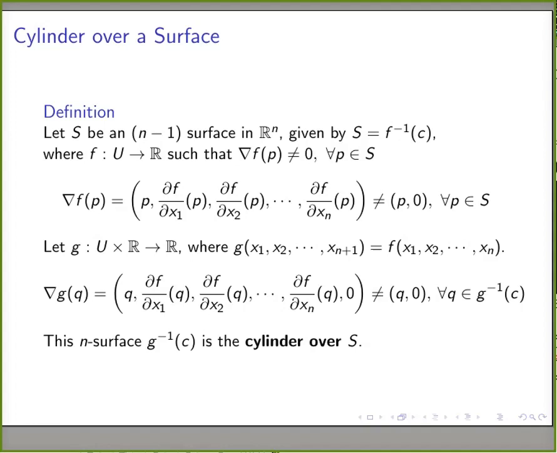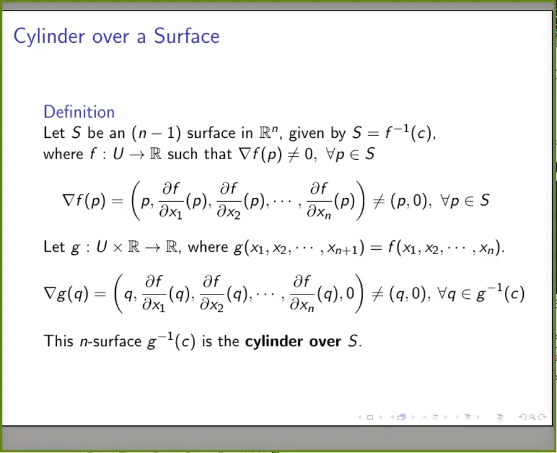So from the definition of surface, we have the existence of a function with the required properties. From this f, we can construct a function g. G from U cross R to R, defined by g of x1, x2, etc., xn plus 1 equal to f of x1, x2, etc., xn. So clearly from the definition of g, we can see that partial derivatives of g are the partial derivatives of f except for the n plus 1 coordinate, where it is 0.